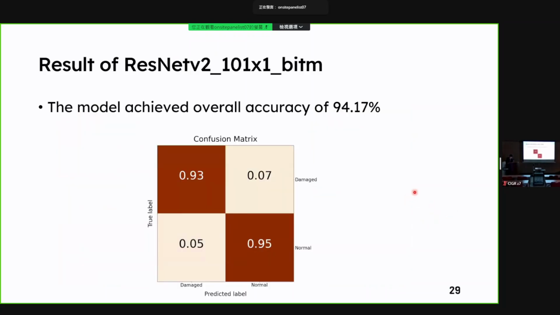And the next is the result of the ResNet V2-101X1 BiT-M model. The model achieved an overall accuracy of 94.17%. And in the confusion matrix below, the damage class accuracy is 93%, and the normal class accuracy is 95%. The damage class is 2% lower than the normal class.